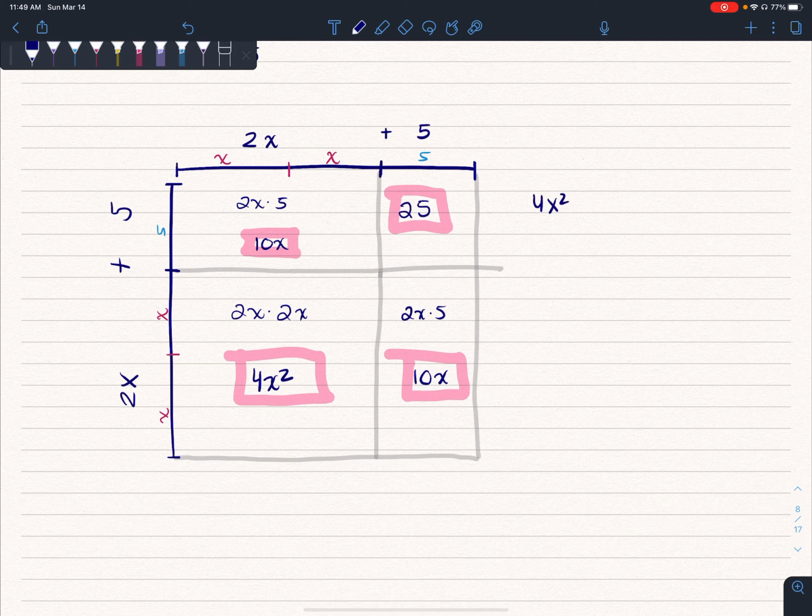You go 4x squared plus 20x plus 25. So that's the area model. If you watched all of this and you're like, well, I don't really like this, I don't know what's going on, then don't worry about it. Just do product and sum as you've been doing. You can take the square roots like I just showed you. And if the area model helps, then you can absolutely use that as well.